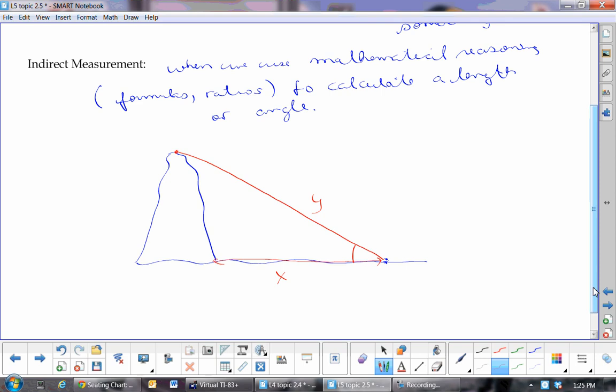Okay? Using trig. At the last school I taught at, we had this really big building beside us, and I was able to get from someone the exact height of the building.